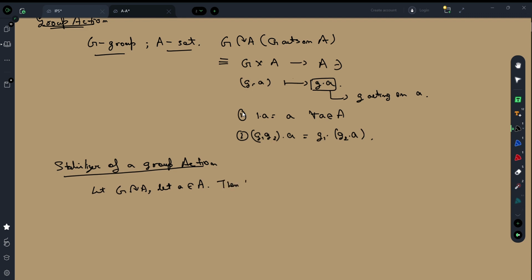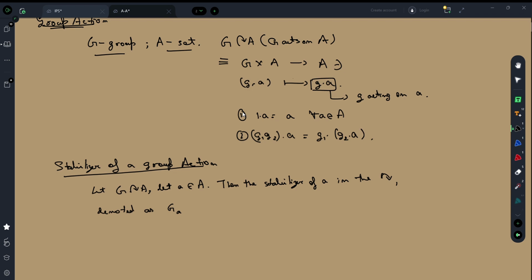Then the stabilizer of a in the action, or you can simply say the stabilizer of a, has a number of notations. We'll use the notation G_a, because whenever we talk about a stabilizer, the group action will already be in hand, so it should be quite obvious.